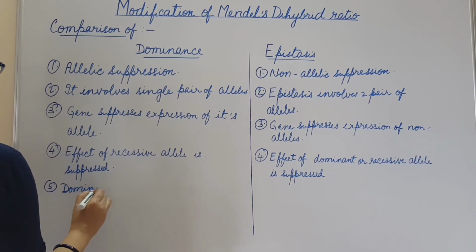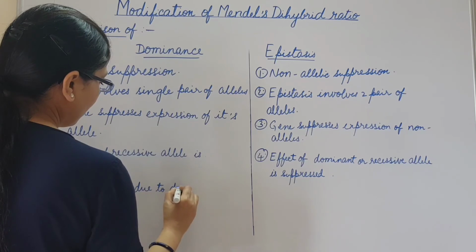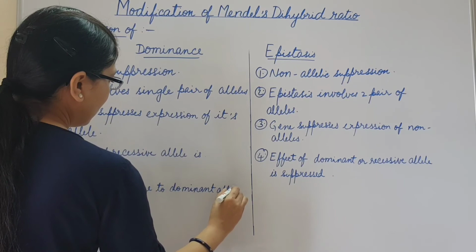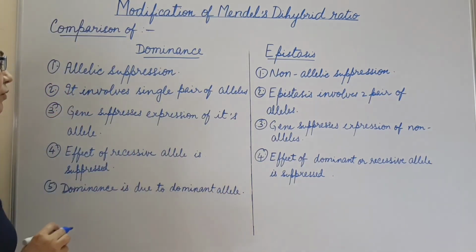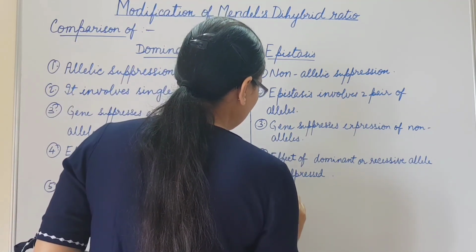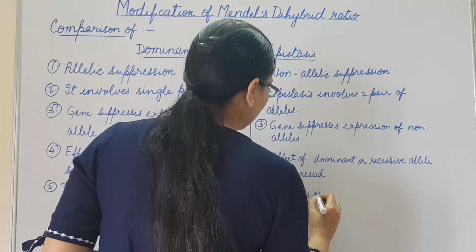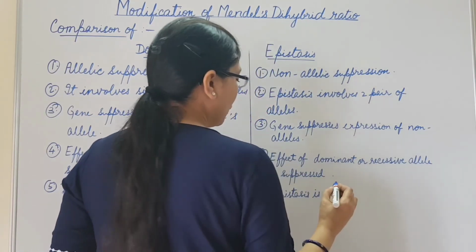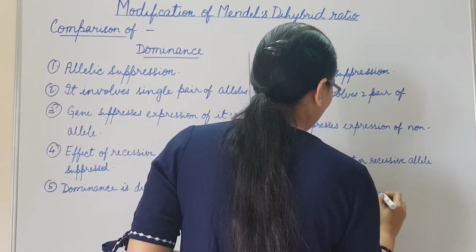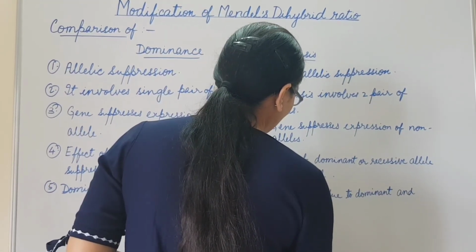Dominance is due to the dominant allele. This dominant allele masks the expression of the recessive allele. Epistasis is due to dominant and recessive alleles.